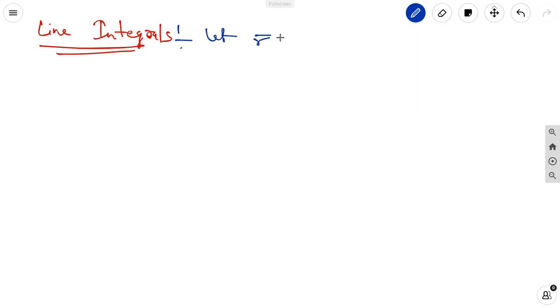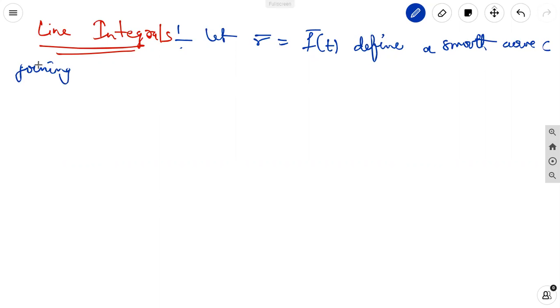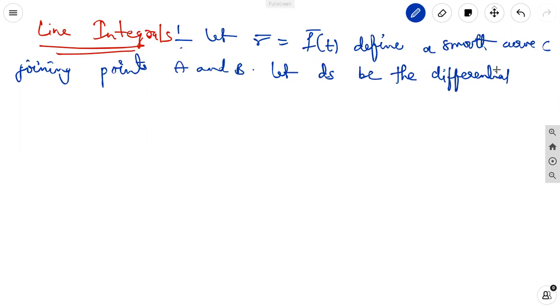Let r vector equal to small f of t define a smooth curve C joining points capital A and capital B. Let ds, that is the small difference, be the differential of arc length at point P belongs to curve C.